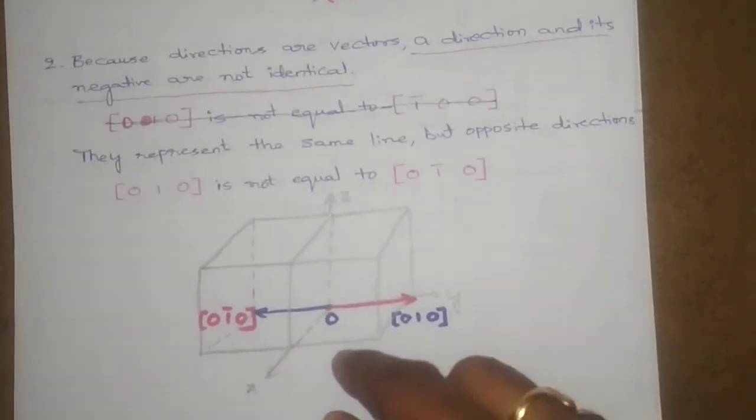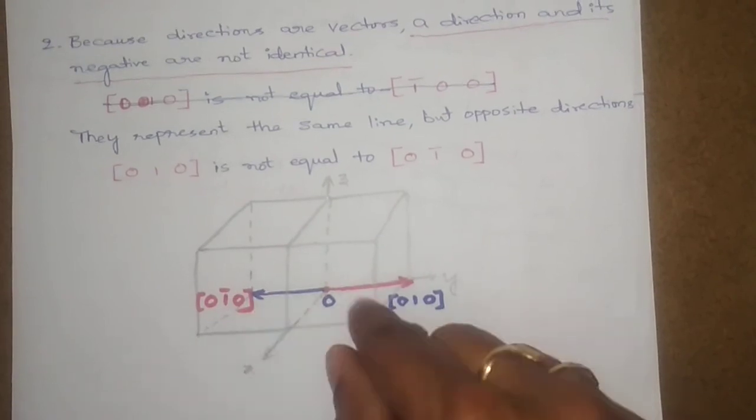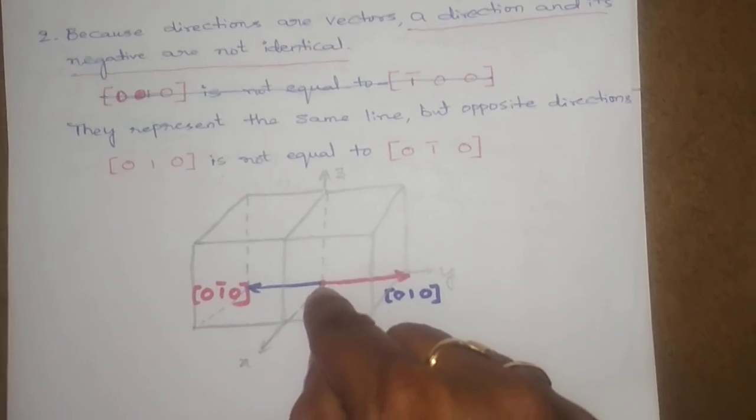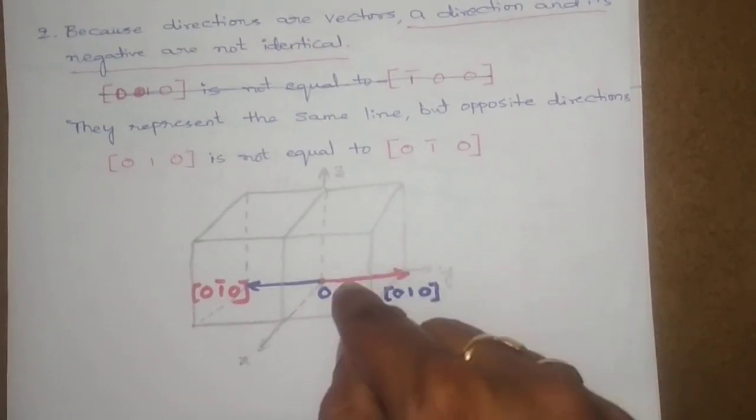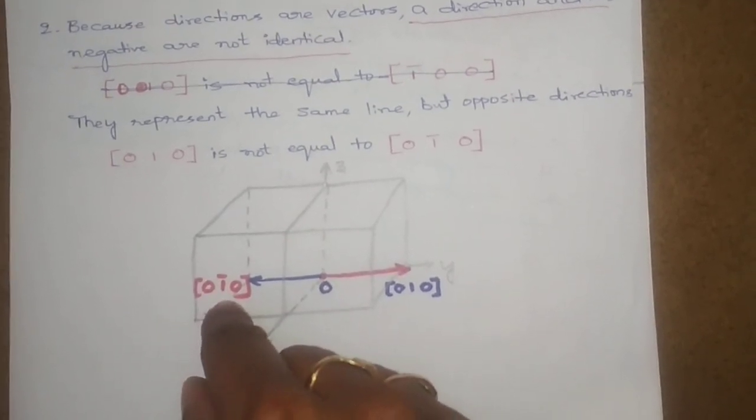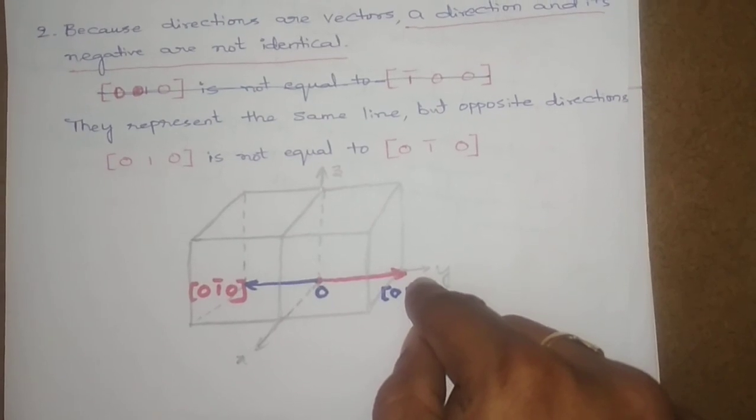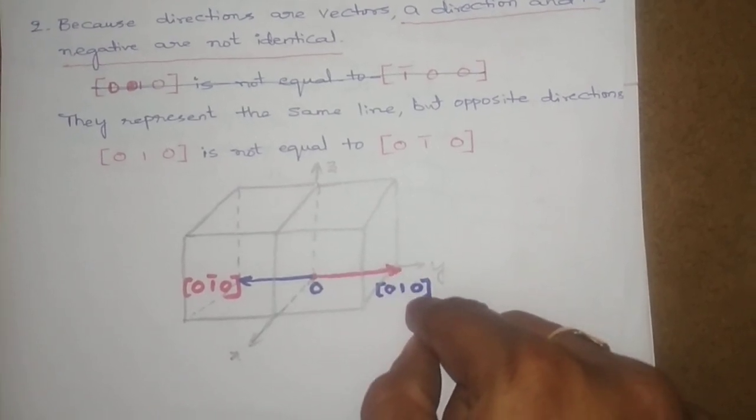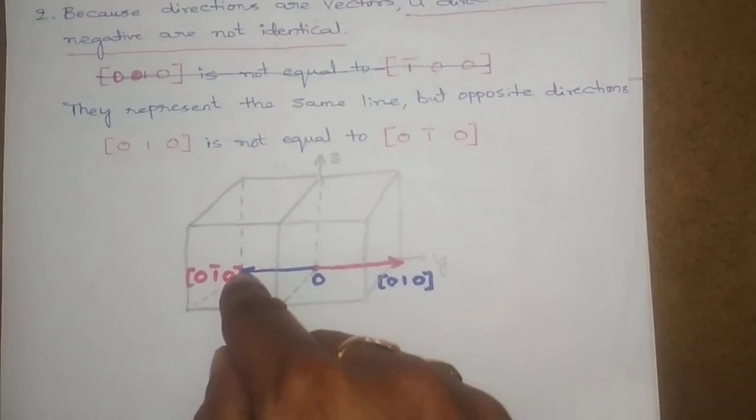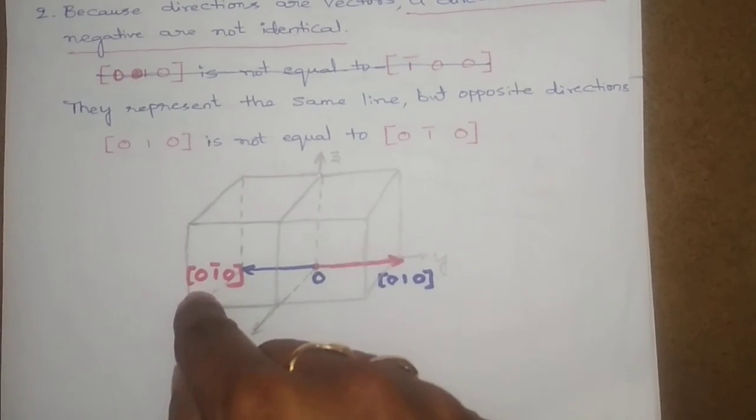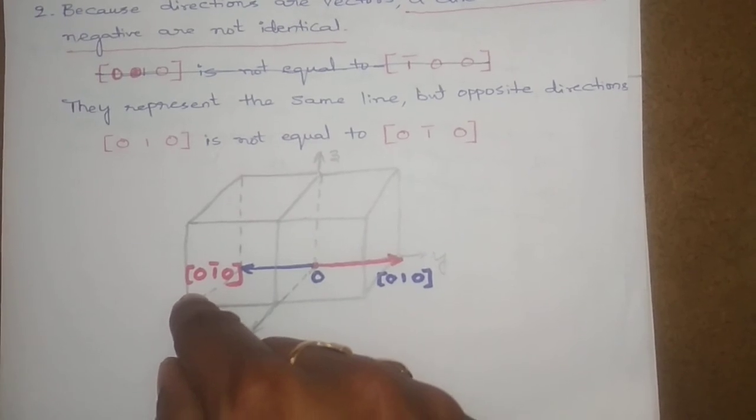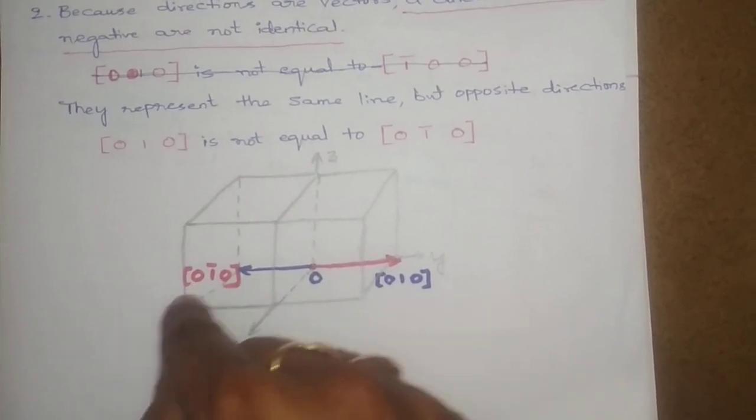So let us see that with the help of a diagram. We have taken 2 unit cells which are adjacent to each other, and this is my origin. If I move towards the right, this is my positive y, and if I move towards the left, this is negative y. So the direction of this will be 0, 1, 0. And the direction of this will be, since I am traveling 1 unit in the negative direction, and my x and z coordinates will be 0, so this is 0, minus 1, 0. Negative numbers should be represented with a bar over them. So 0, 1 bar 0 enclosed in square brackets.